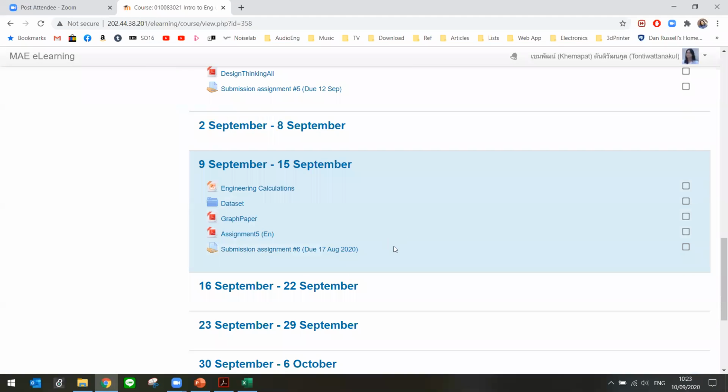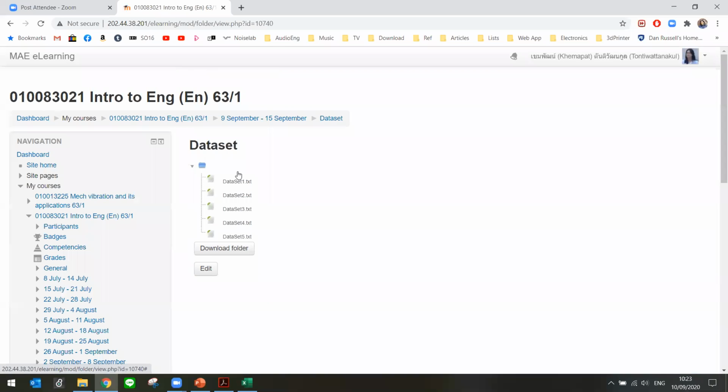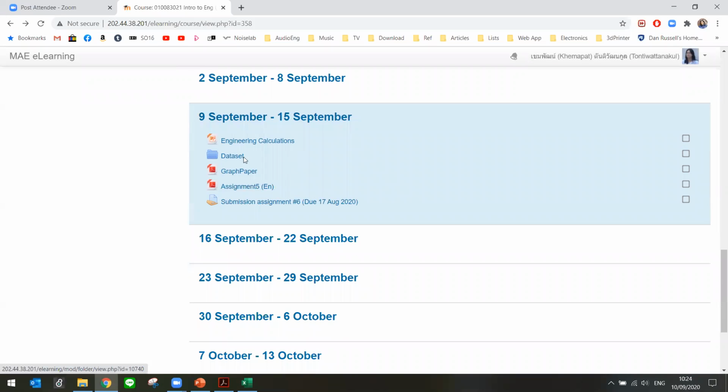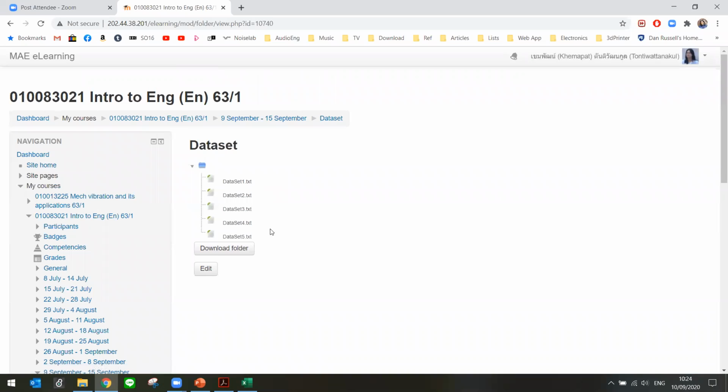the physics laboratory, you can get a sample from a dataset. You just go to our e-learning system, and for this week you have a folder containing some datasets inside. I provide you 5 datasets and you can use those. But I would suggest you use the data that you get from a physics lab as a first option.